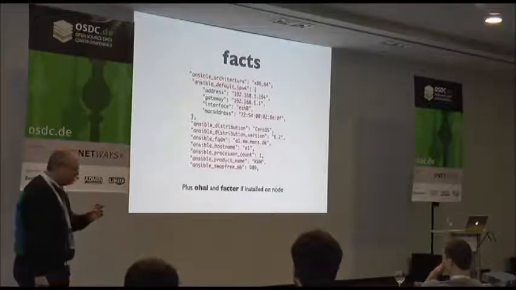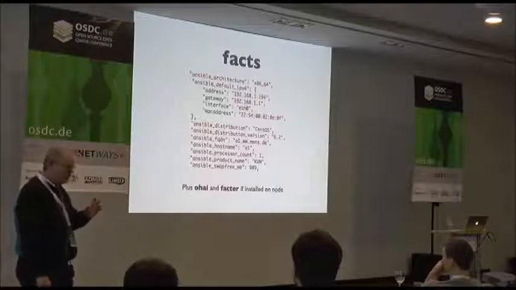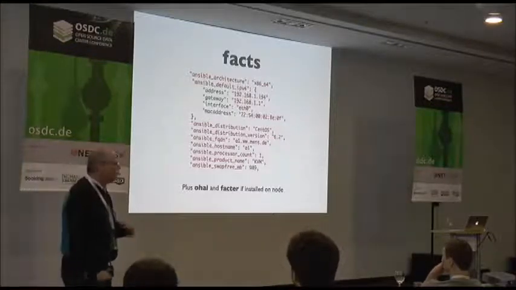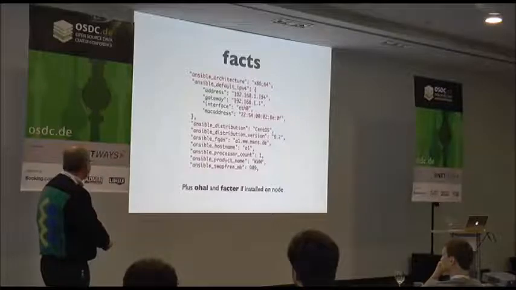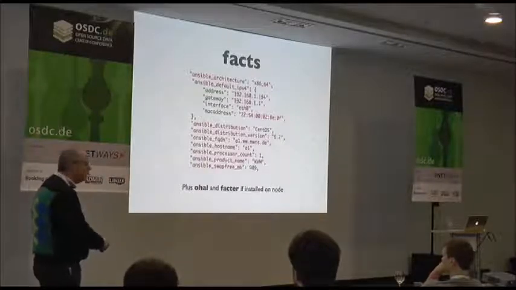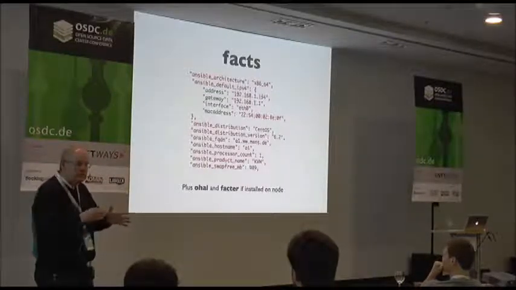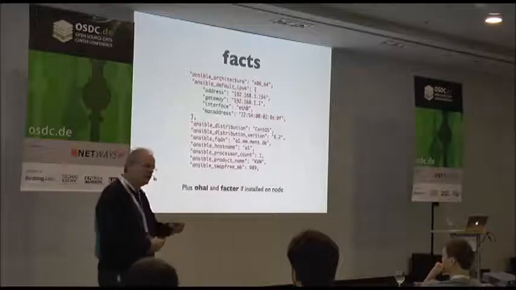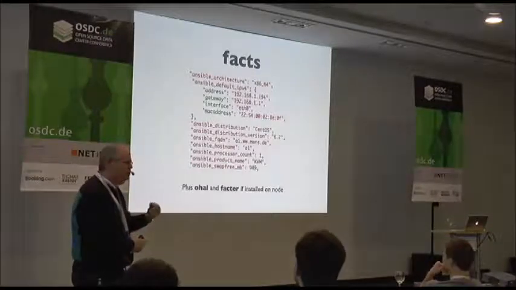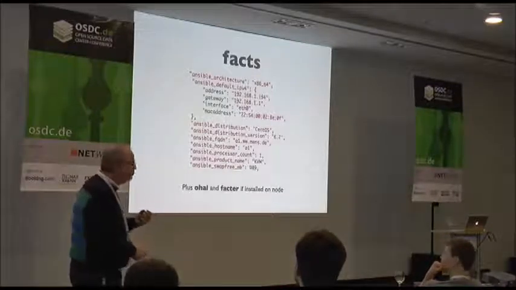These facts are made available in Ansible playbooks as variables. So if we later on want, for example, the Ansible fully qualified domain name, we can use exactly that: ansible_fqdn, ansible_fully_qualified_domain_name. If you want to see all the facts that are returned by the setup module, you can run that ad hoc.